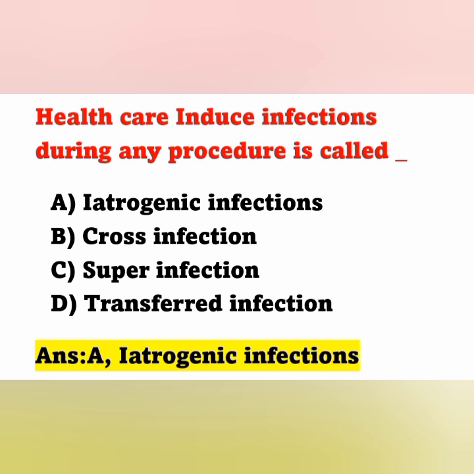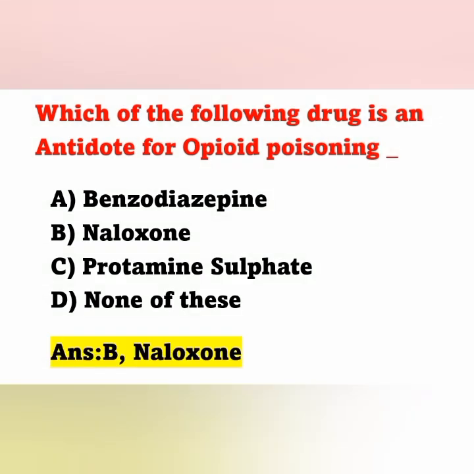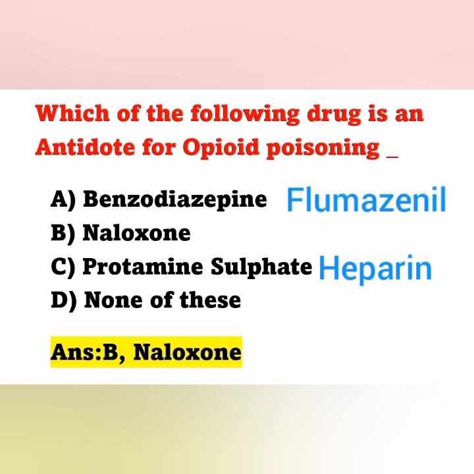The next question: which of the following drugs is an antidote for opioid poisoning? Options: option A, benzodiazepine; option B, naloxone; option C, protamine sulfate; and option D, none of these. The antidote for opioid poisoning is naloxone. Option B is the correct answer. Option C, protamine sulfate, is the antidote of heparin. And flumazenil is the antidote for benzodiazepines.